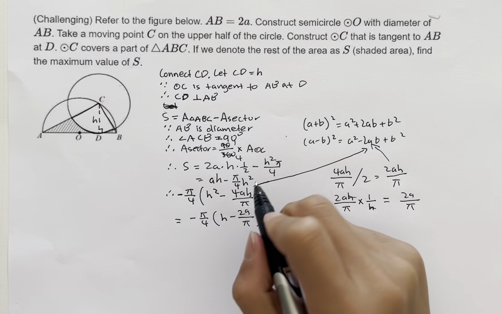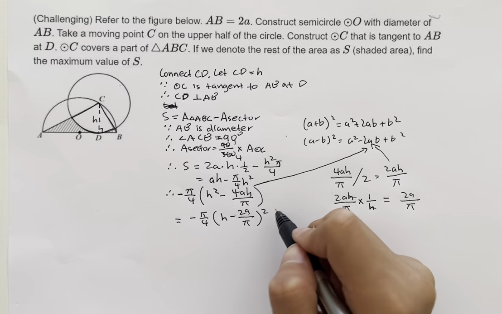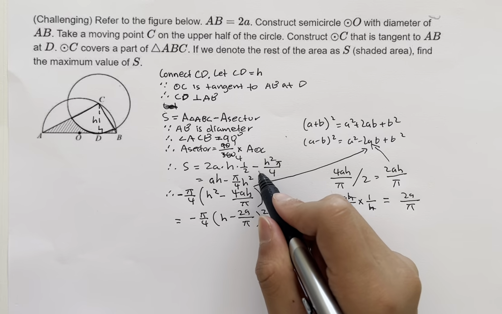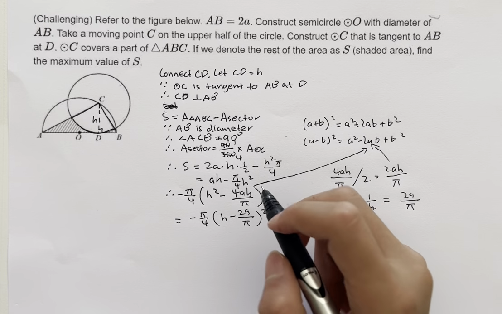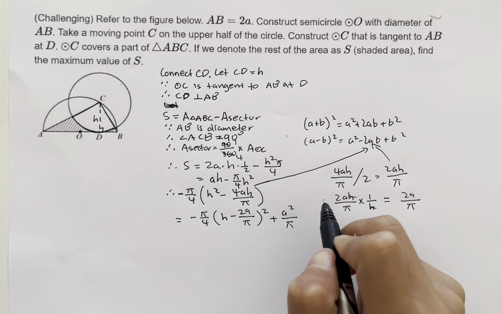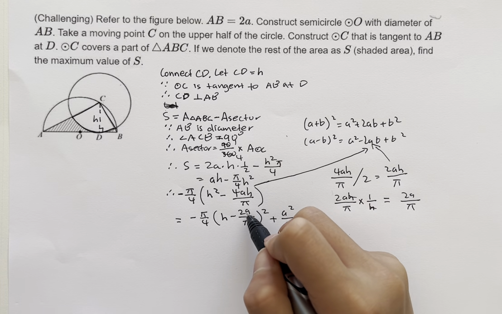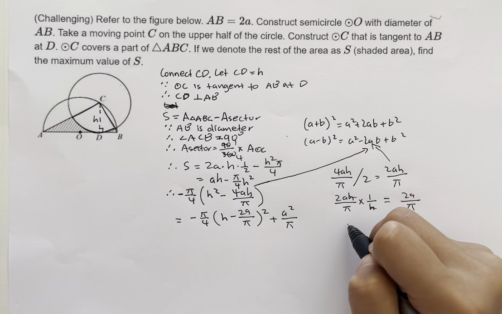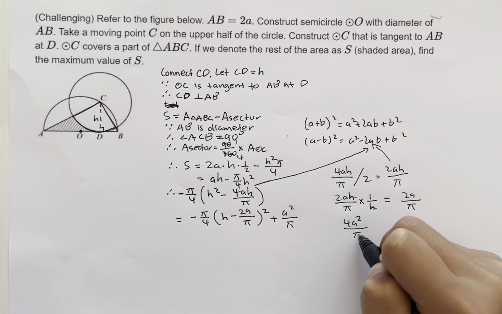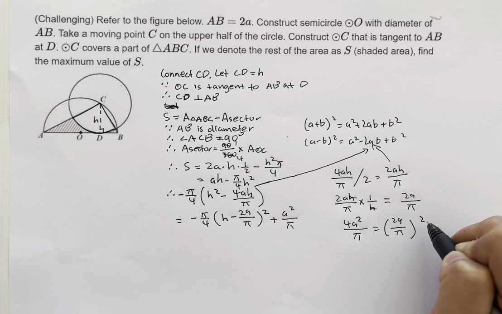So then this can be factored into a minus h minus 2a over pi, in parentheses, squared. However, this is not equal to ah minus pi over 4 times h squared, because you'll then have to add a squared over pi, because in this form, we added a negative 2a over pi. So then 4a squared over pi equals 2a over pi squared.